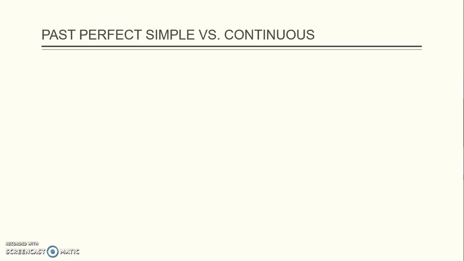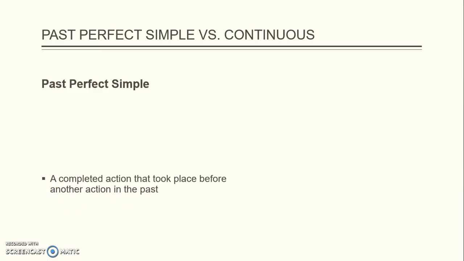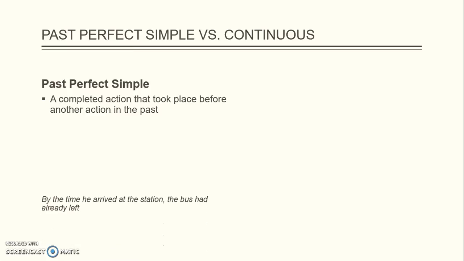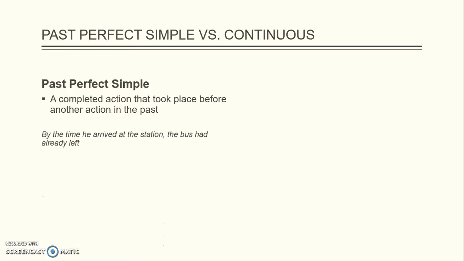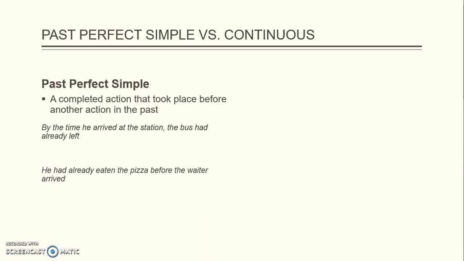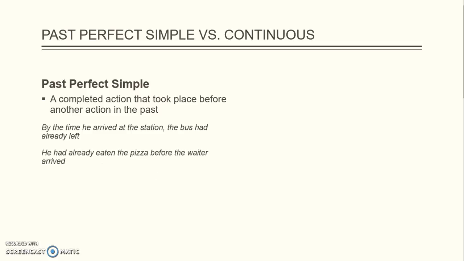The last part of this tutorial will be devoted to the usage of past perfect simple and past perfect continuous. We'll start having a look at the past perfect simple tense. We use it to talk about a completed action that took place before another action in the past. We can see that in examples such as by the time he arrived at the station, the bus had already left. Or he had already eaten the pizza before the waiter arrived.